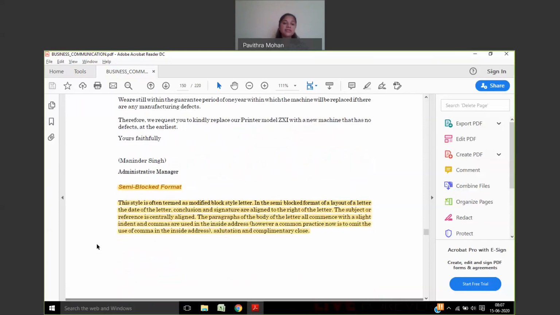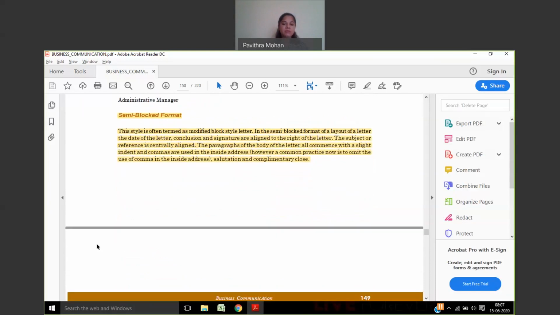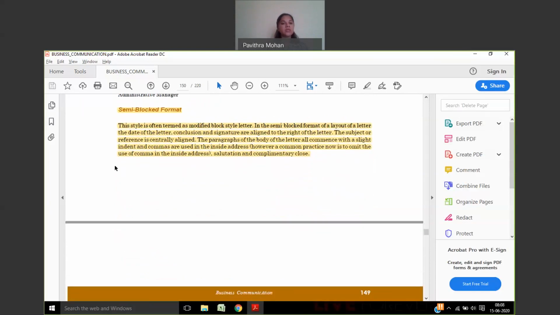Then you have semi-blocked letter format. So what happens in semi-blocked letter format? This style is often termed as modified block style letter. In the semi-blocked format of a layout of a letter, the date of the letter and conclusion and signature are aligned to the right side of the letter. The entire thing we saw was left aligned. Here certain things will be right aligned. What is that? Date, conclusion, and signature. Then after this, the subject or the reference is center aligned.